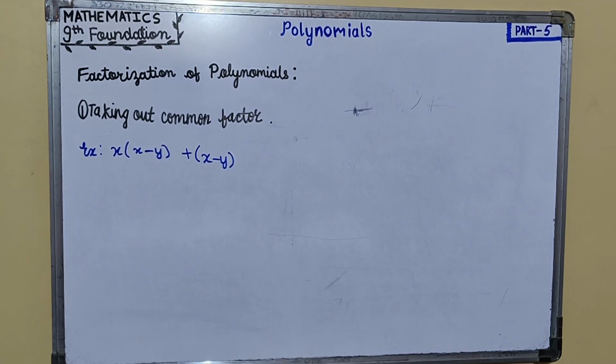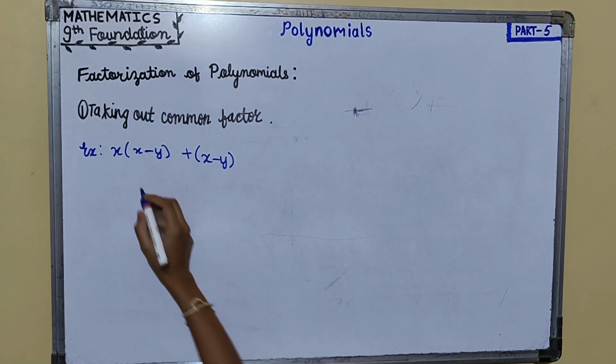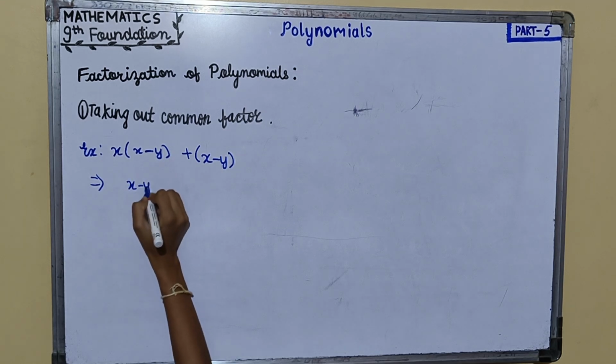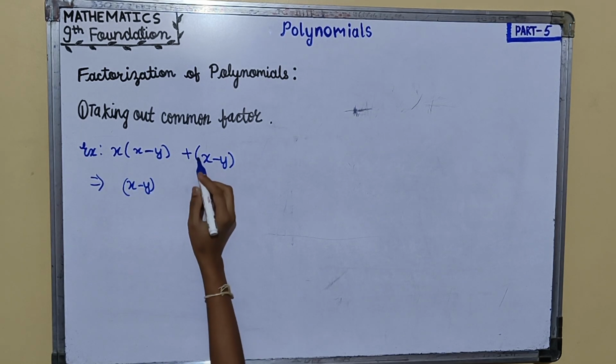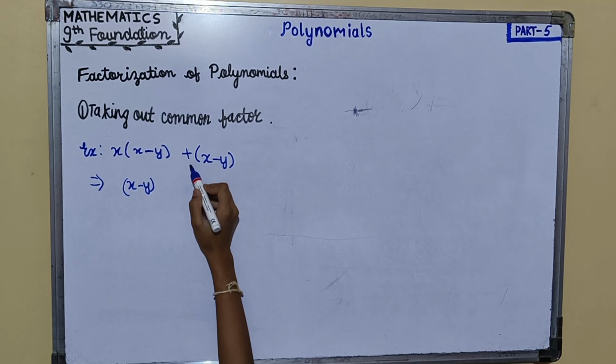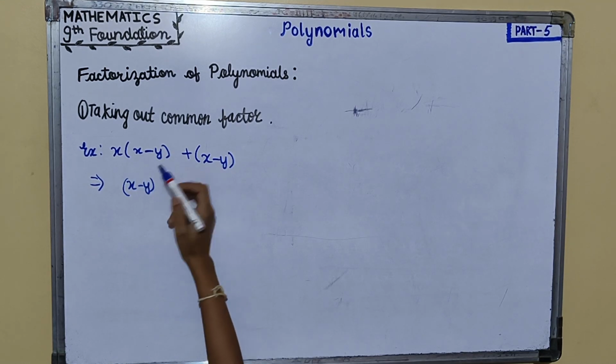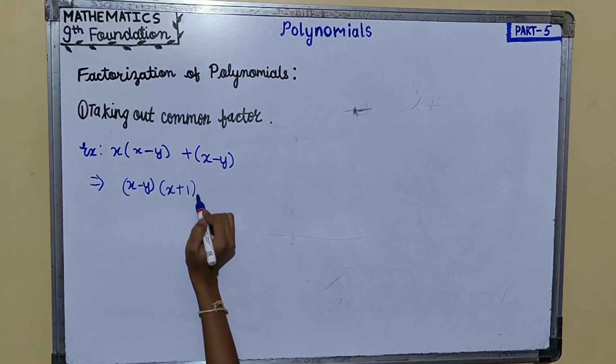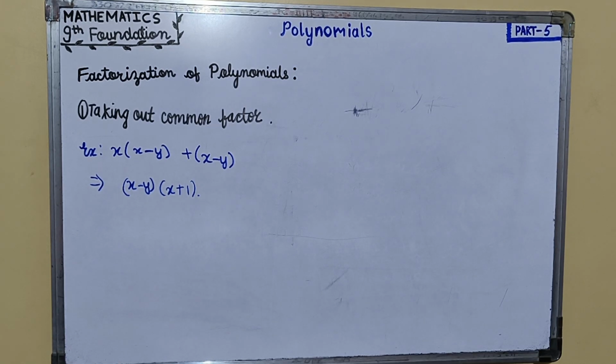Over here we can see x minus y is common, so we will take them common, x minus y, and over here remaining is plus 1 and this x. So in another bracket with multiplication we'll take this. So this is the factorization by taking out common factor.